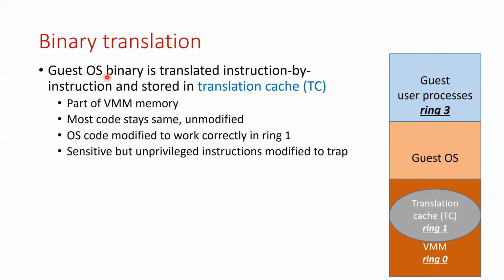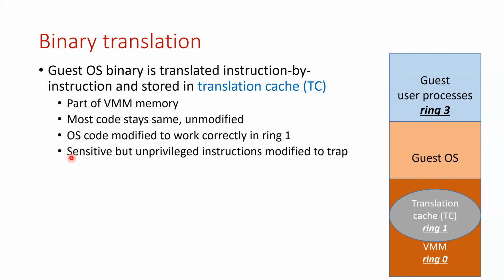Right? And this guest OS binary is translated instruction by instruction and stored in the translation cache. Now this translation cache is part of the VMM memory. And of course, this translation for the most part is easy. Most code stays the same, right? Most of the code that is loading values into registers, doing computation, all of that, you don't have to translate. The guest OS code as is copied into the translation cache.